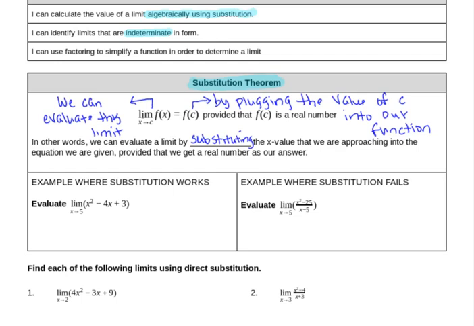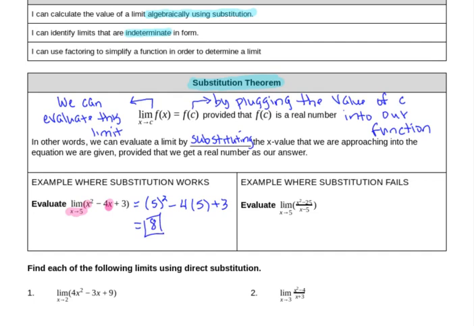So let's see what this really looks like. We have this example here where substitution works. It says evaluate the limit of x squared minus 4x plus 3 as x approaches 5. So you'll see here it says x approaching 5. All we're going to do then is take that x value 5 and plug it in anywhere that we see an x in our function. So that means we're going to have 5 squared minus 4 times 5 plus 3. So we get 25 minus 20 is 5, plus 3 is 8.